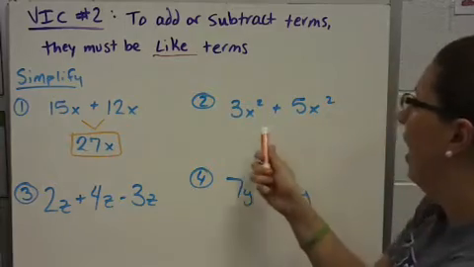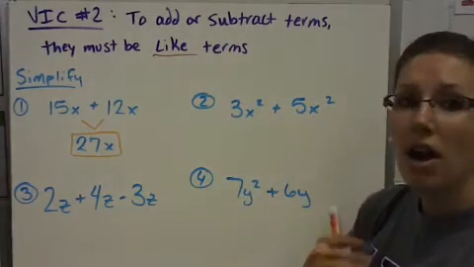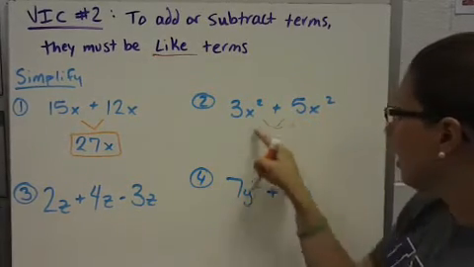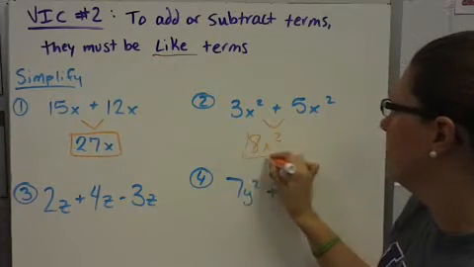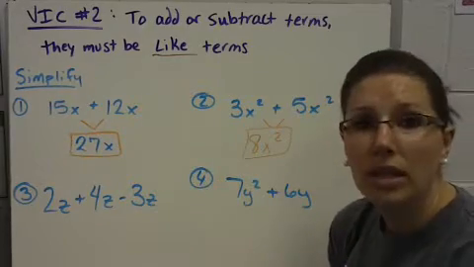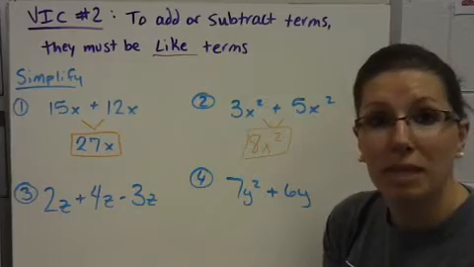Okay, on this one we've got 3x squared plus 5x squared. They are like terms because they both have x squared, so I can put them together. And I've got 8x squareds, or 8x squared. That's my final answer. Why don't you go ahead and do this one, and I'll do this one on the board while you're working at home, and let's see if we come up with the same solution.